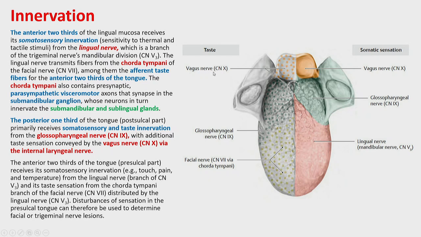But now you are outside of the tongue, yes? So this is the connection of the tongue with the epiglottis. So the region of the glossoepiglottic fold and vallecula is purely innervated by the vagus nerve.